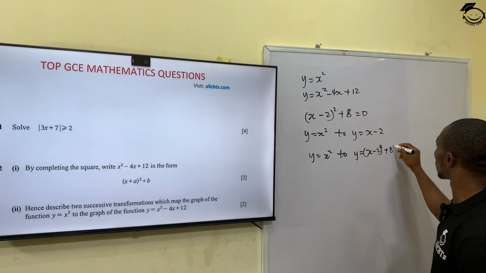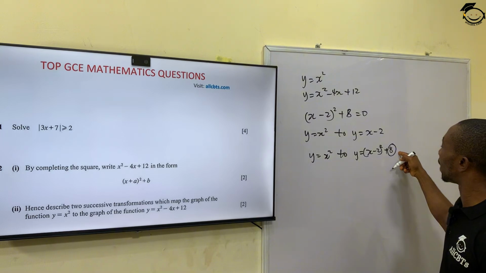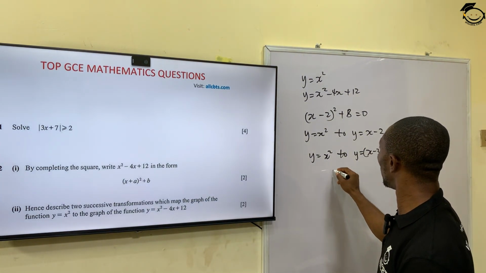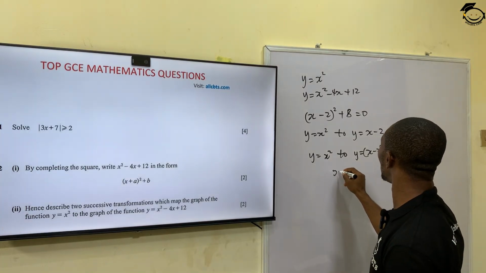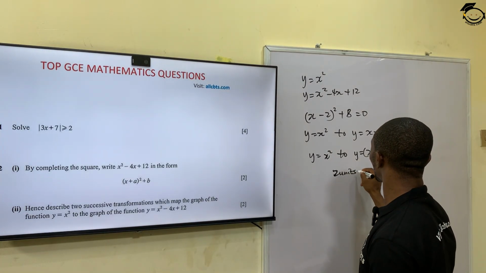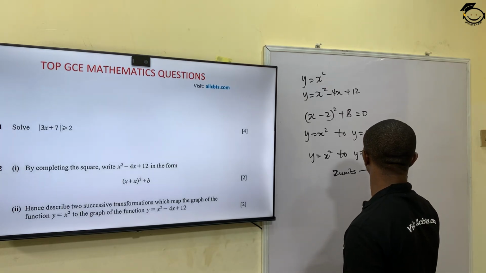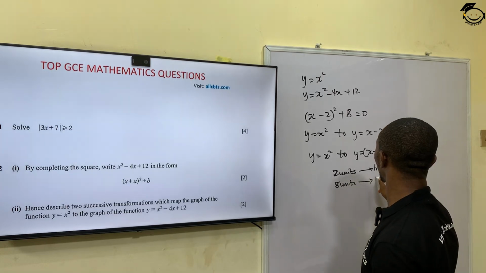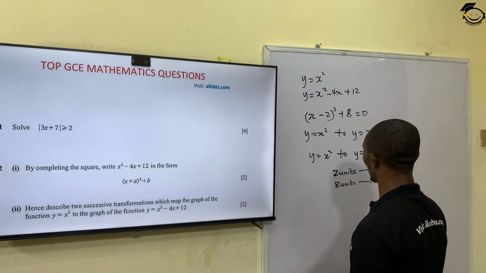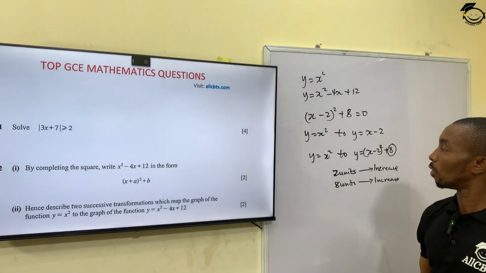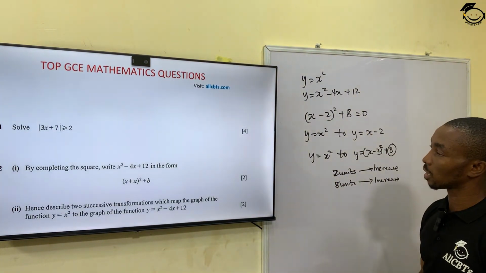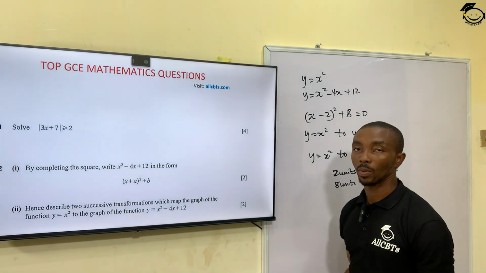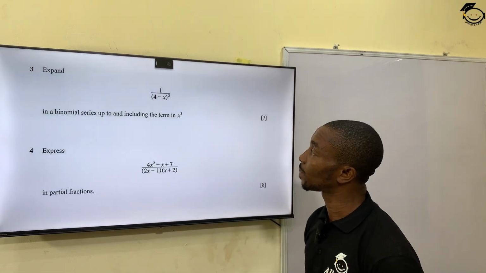this shows that there's an increase by 8 units. So the two successive transformations will be that on our x-axis we have a 2 units increase, and an 8 units increase. So there's an increase of 2 units for our first aspect, and there's an increase of 8 units for our second aspect.